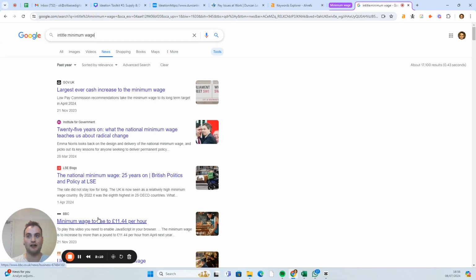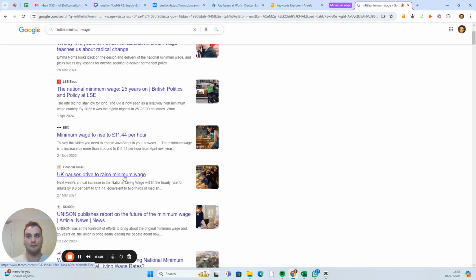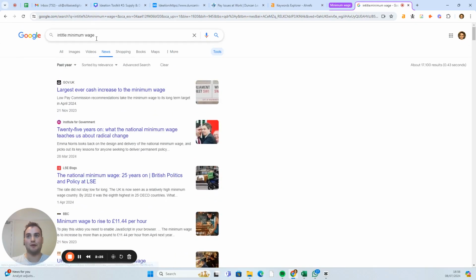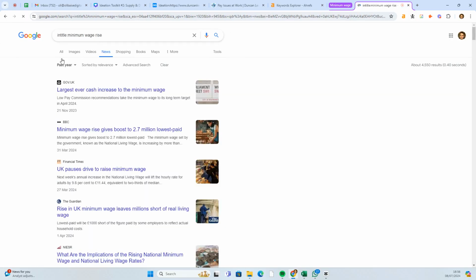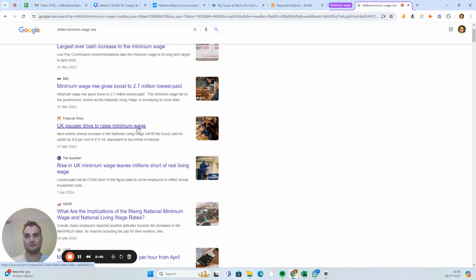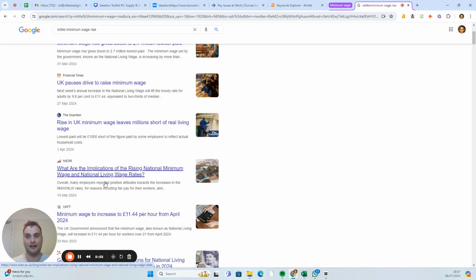So minimum wage rise, minimum wage increase, UK pauses drive to rise minimum wage. What are the implications of the rising minimum wage? Okay, so clearly minimum wage rise is a thing, so let's go minimum wage rise. Minimum wage rise gives boost to 2.7 lowest paid jobs. Rise in minimum wage leaves millions short of real living wage. Lowest paid will be $1,000 short of figure. That actually affects household costs.